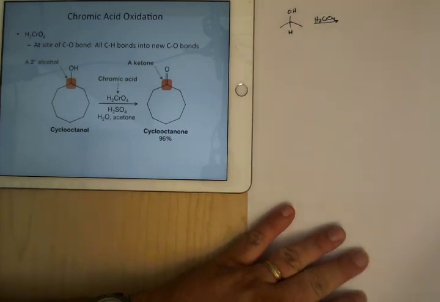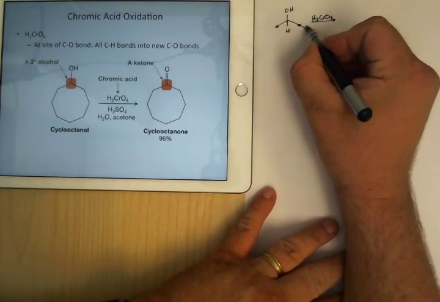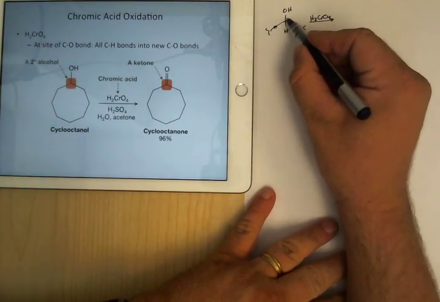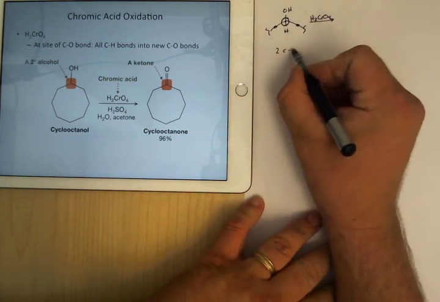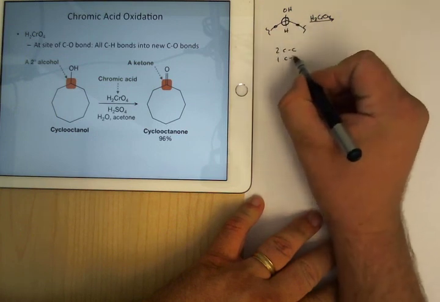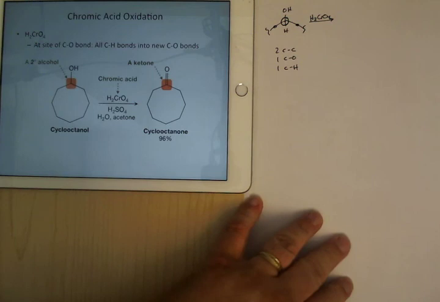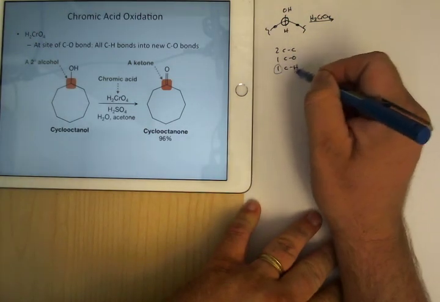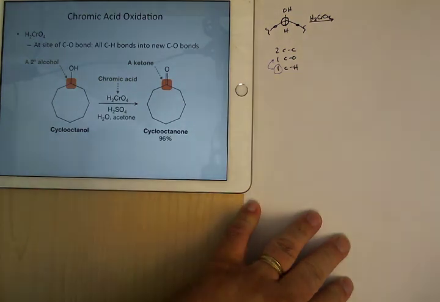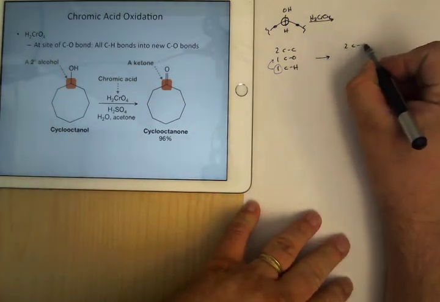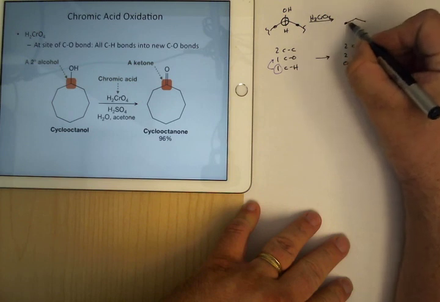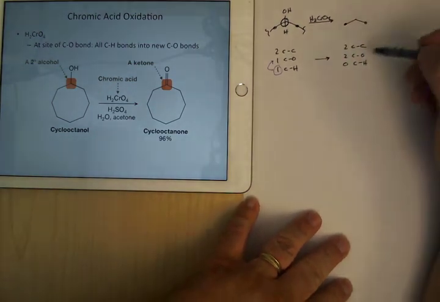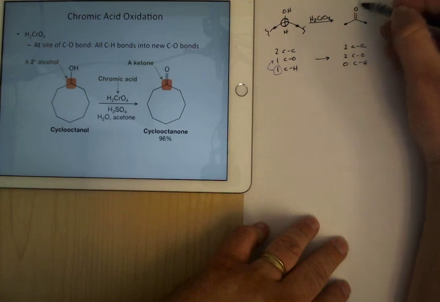If you look at the accounting for this, I'm just going to look at this part. We just look at the carbon that has the CO bond. It has 2 carbon-carbon bonds, 1 CO bond and 1 CH bond. With chromic acid, we take all of these CH bonds and convert them into CO bonds, so our product is going to maintain those CC bonds, but now it's going to have 2 CO bonds and no CH. Those carbons remain, but now we need 2 CO bonds, and so you end up making a C double bond O.